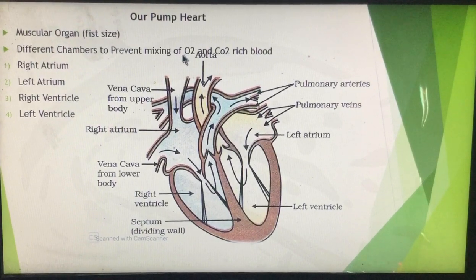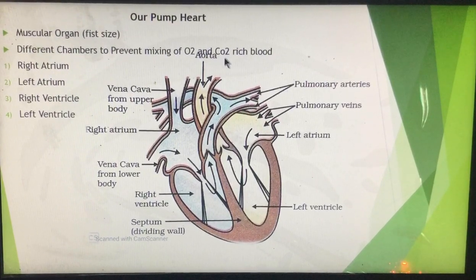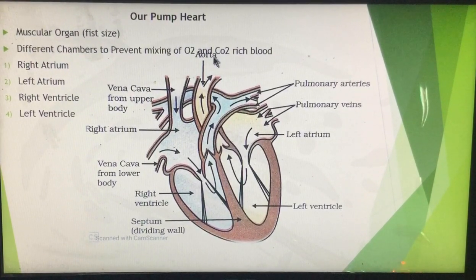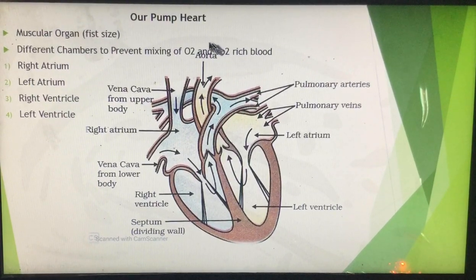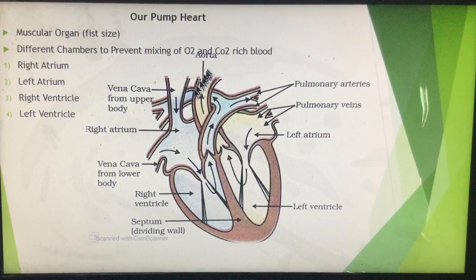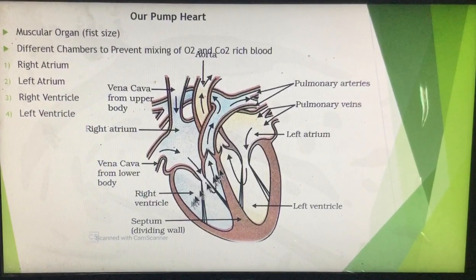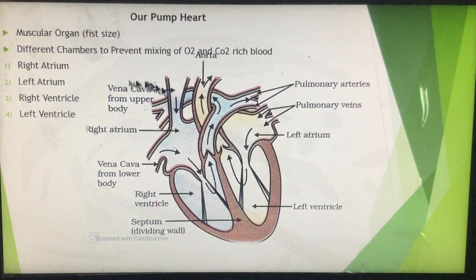जिस blood के अंदर oxygen का amount ज़्यादा है उसको oxygenated blood बोलते हैं, और जिस blood के अंदर carbon dioxide ज़्यादा है उसको deoxygenated blood बोलते हैं. So to prevent the mixing of oxygenated and the deoxygenated blood, the certain compartments are there. अब कितनी compartments हैं? There are 4 compartments.